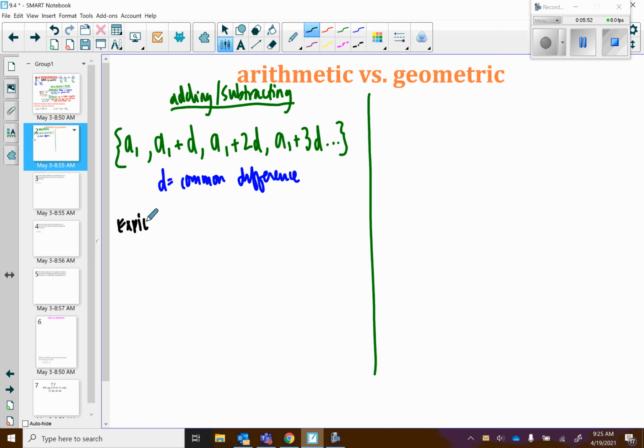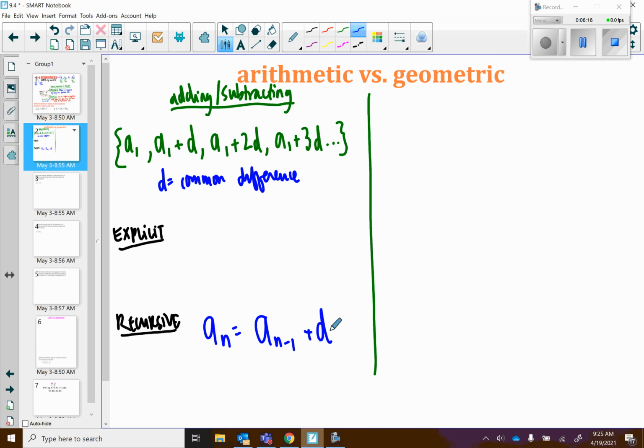We could write this as explicit or recursive. And I think I'm going to start with recursive because this one makes the most sense to me. If I want to find the nth term, I want to take the previous term, a n minus 1, and add to it the common difference. It's as simple as that. In an arithmetic sequence, we take the previous term and add to it that common difference.